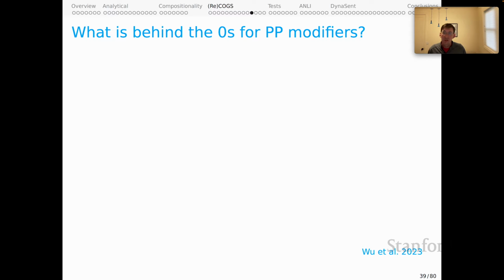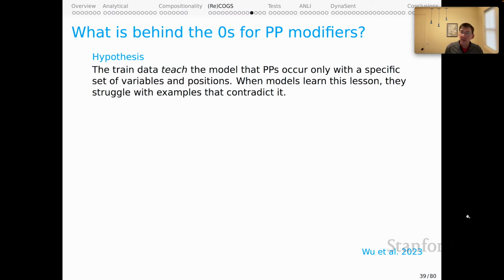Second hard question, what is behind the zeros for PP modifiers? Remember, that was literally a column of zeros in our synthetic leaderboard. Here's our hypothesis about what's happening. For COGS, the trained data actually teach the model that PPs occur only with a specific set of variables and positions. When models learn this lesson, they then struggle with examples that contradict it.